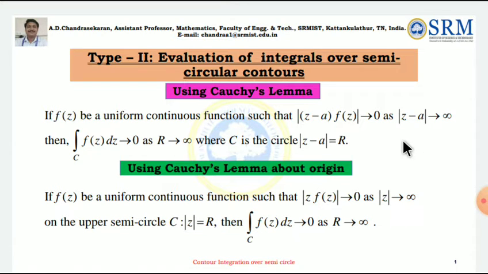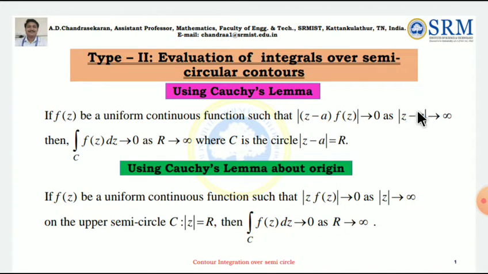In this video, we are going to discuss the second type of contour integration over a semicircle. The type 1 is contour integration around a unit circle. This is over semicircular contours. For this type, we are going to apply a lemma named Cauchy's lemma.